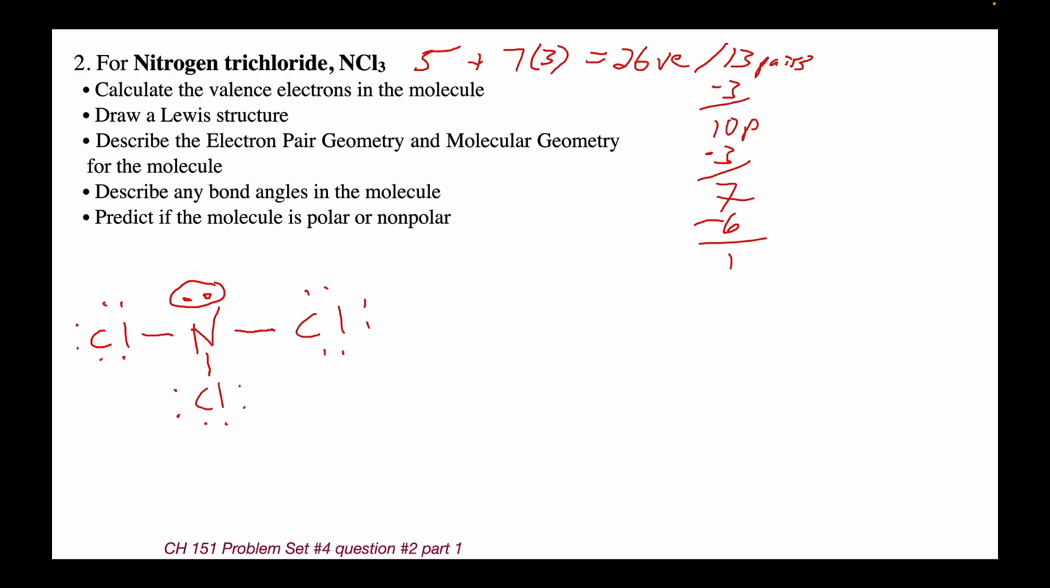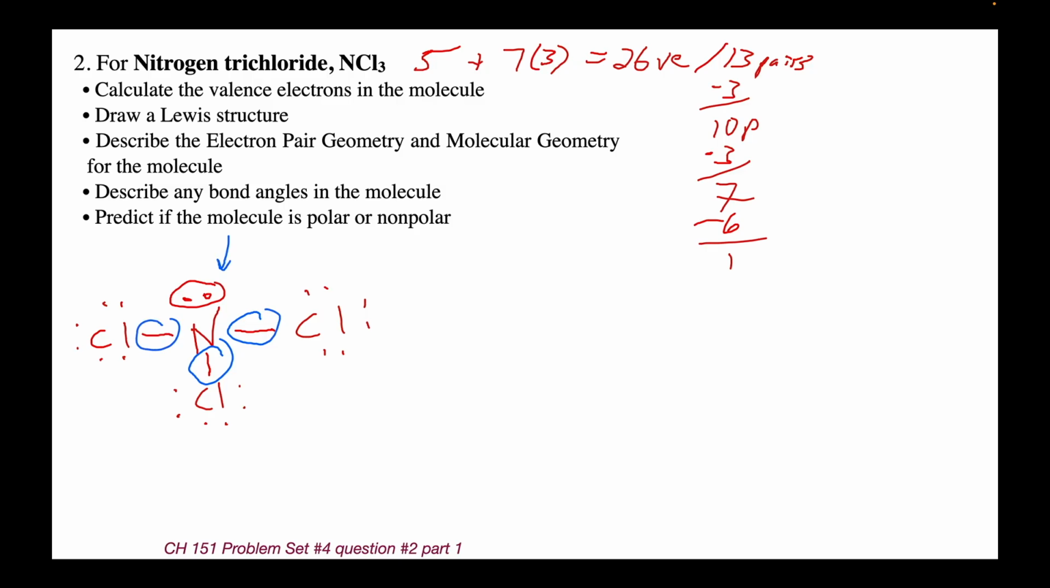Now, hydrogen doesn't have to have an octet. Hydrogen only needs 1 bonding pair, and it's happy. It's a happy camper. But N and Cl in this molecule definitely need an octet. So this would be the Lewis structure for NCl3. Around the nitrogen, you have 3 bonding pairs. That's the lines right here, 1, 2, 3. And you also have 1 lone pair.